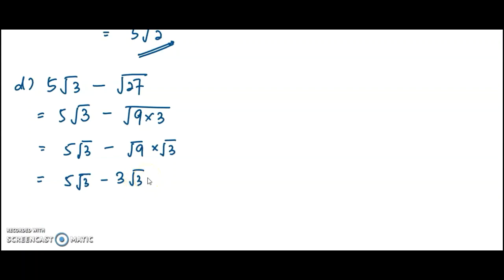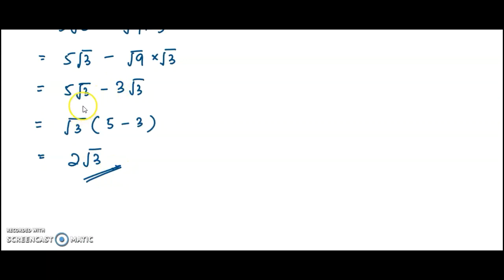Similar to the previous question, we can see this as 5 apples minus 3 apples. So we get 2 apples, where the apples represent surd 3. Or you might use this approach: factor out surd 3 because surd 3 is a common factor between these two terms. Inside the bracket, the first term is 5 and the second term is 3. 5 minus 3 is 2. So finally, we have 2 surd 3.